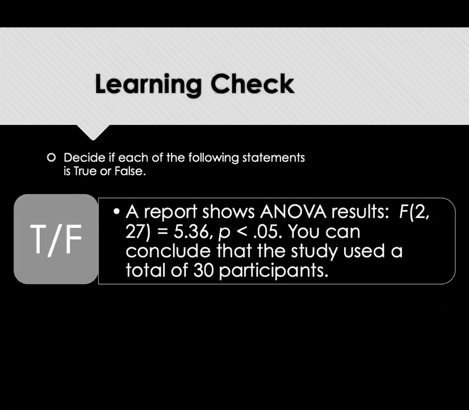Okay, true, false. A report shows these ANOVA results. So an F value of 5.36 when you've got degrees of freedom of 2 and 27, and a p-value of less than 0.05. You can conclude that the study used a total of 30 participants. True or false? So I'll give you a hint. You're going to want to be looking at those 2 degrees of freedom values.